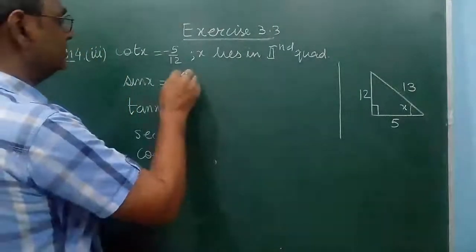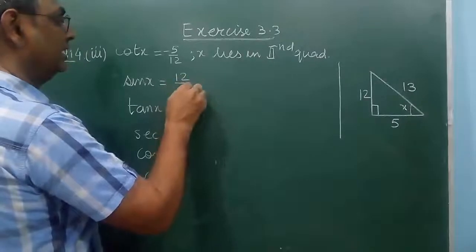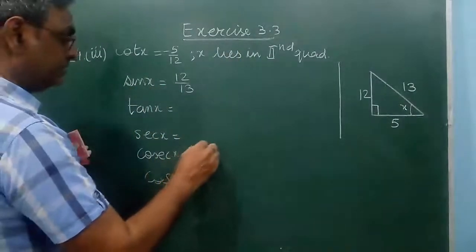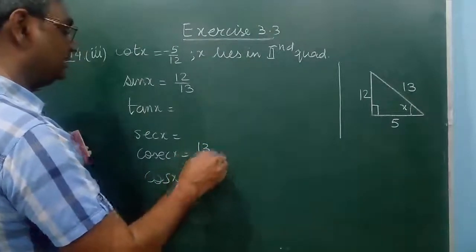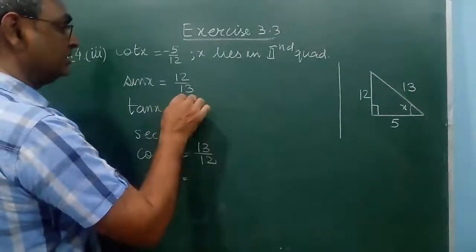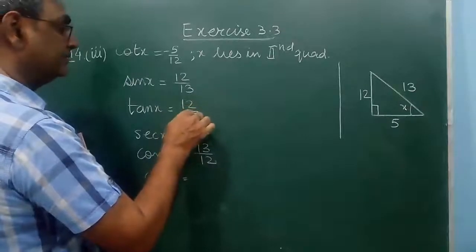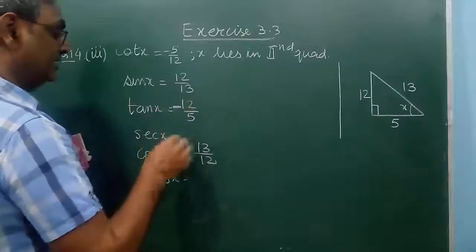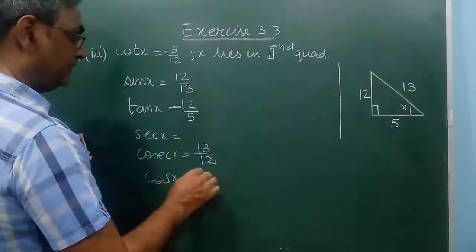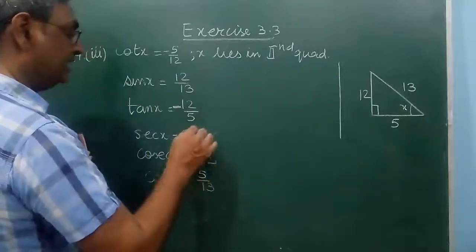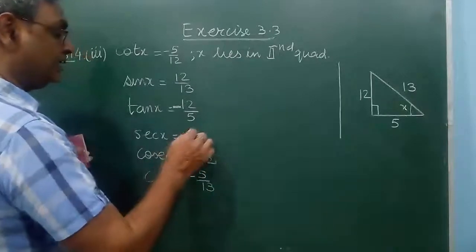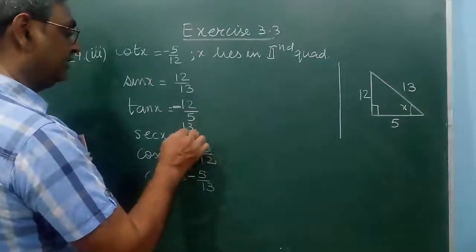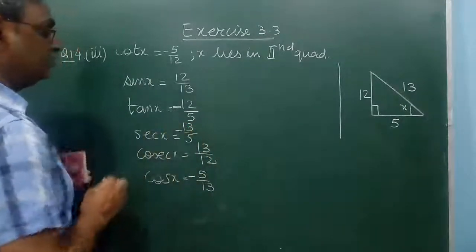So sin x is positive, because in the second quadrant sin is positive. So cosec x is also positive, just the reciprocal of sin. Tan x is 12 by 5, with a minus in the second quadrant. Cos is minus 5 by 13. Sec is also minus in the second quadrant, and sec is 13 upon 5, with a minus.